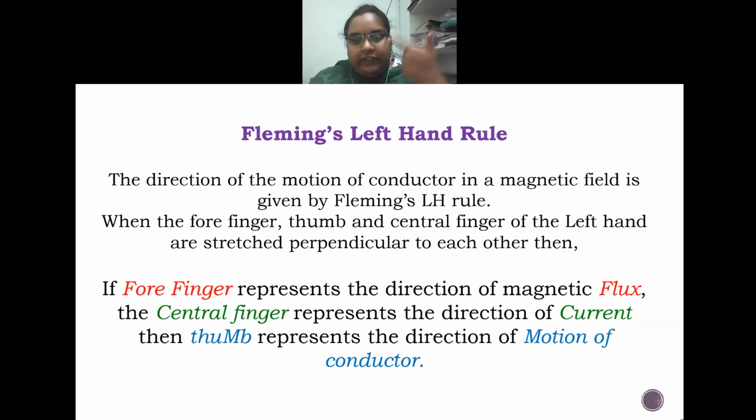Here also the forefinger represents the magnetic flux and the central finger represents the direction of current. And when this is happening, the thumb represents the direction of the motion of the conductor. This is used in motors.